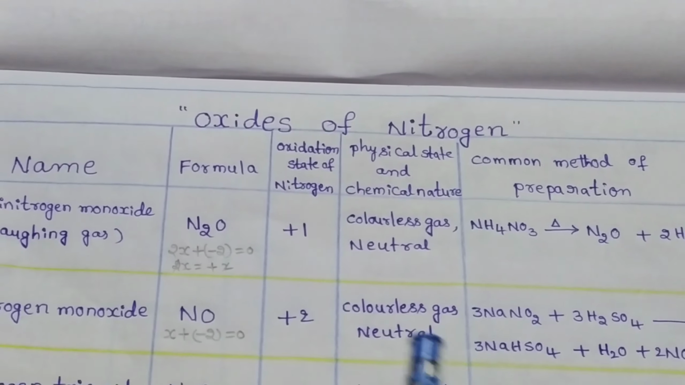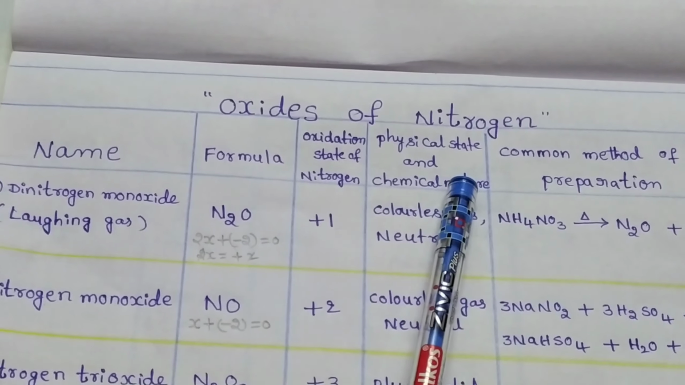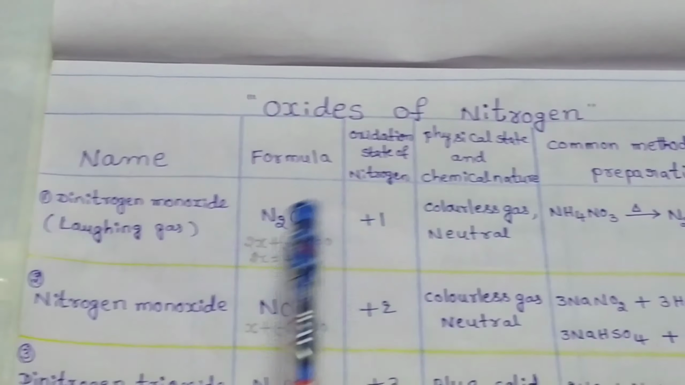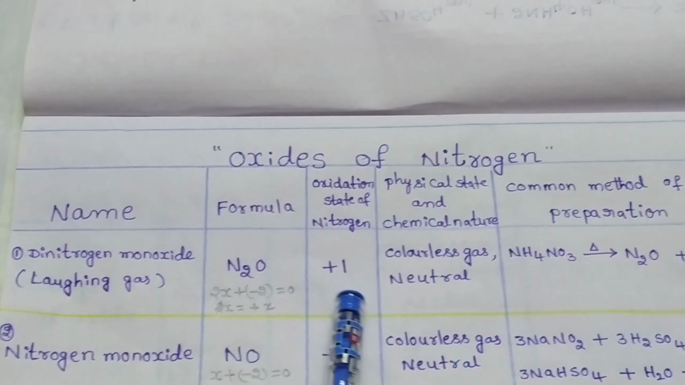Hi students, today we discuss oxides of nitrogen. First, dinitrogen monoxide, formula N2O.